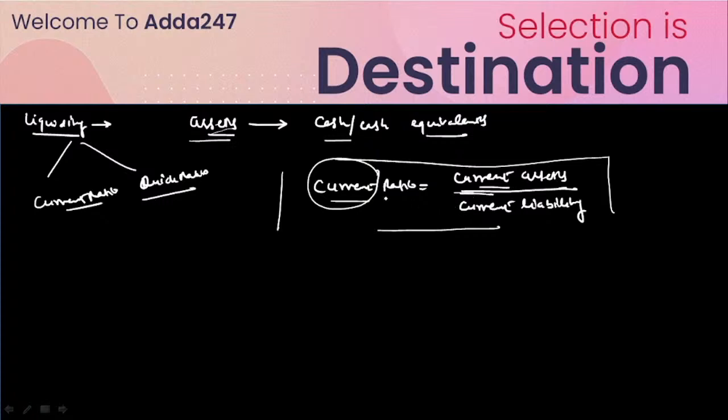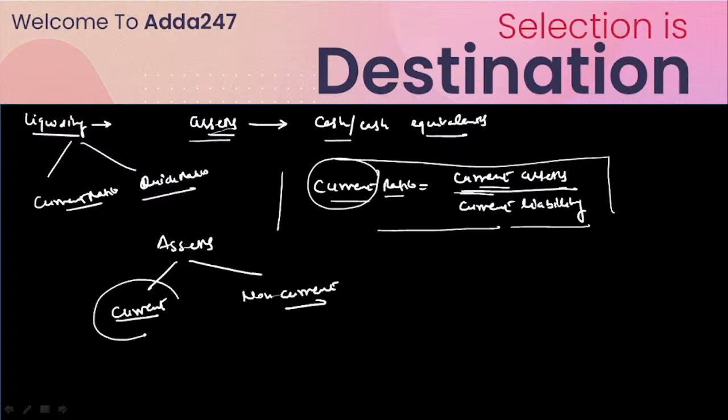So if I'm talking about the current ratio, we write here that current ratio will be equal to the current assets divided by the current liabilities. Assets are also of two types. One is known as current assets, and another is known as non-current assets. So what do we understand by current assets and non-current assets? Just understand this.